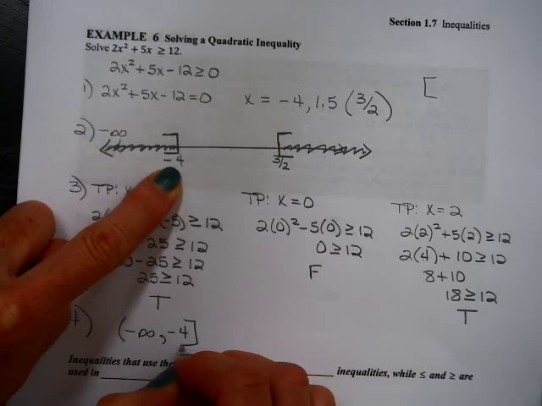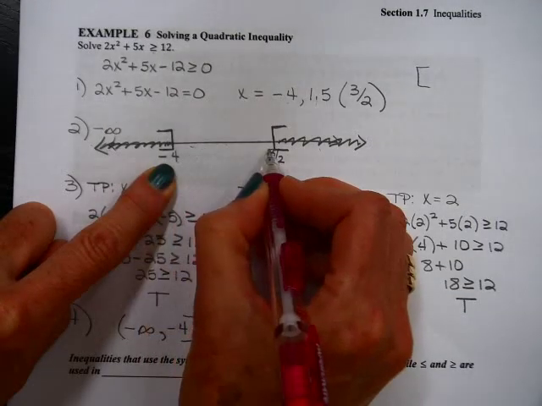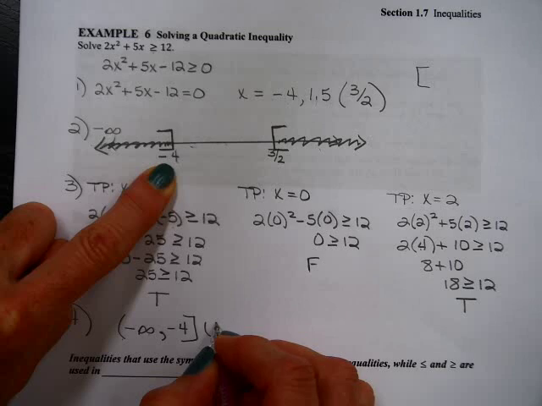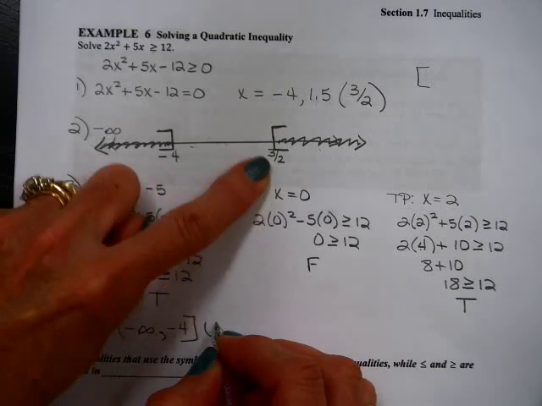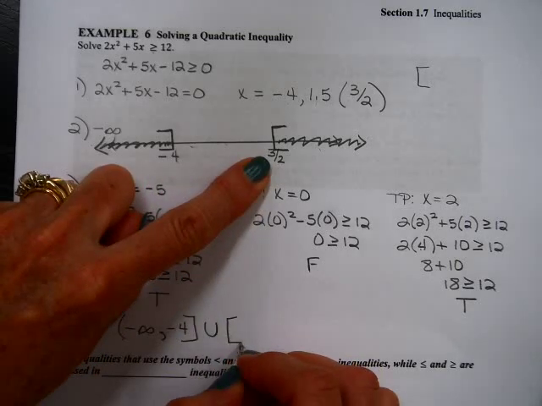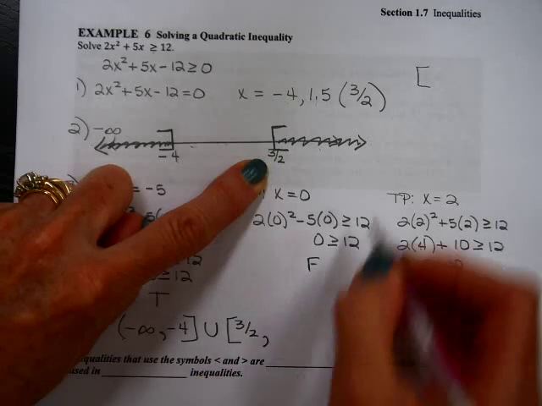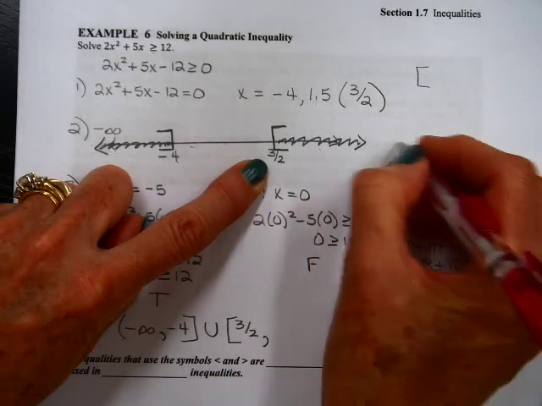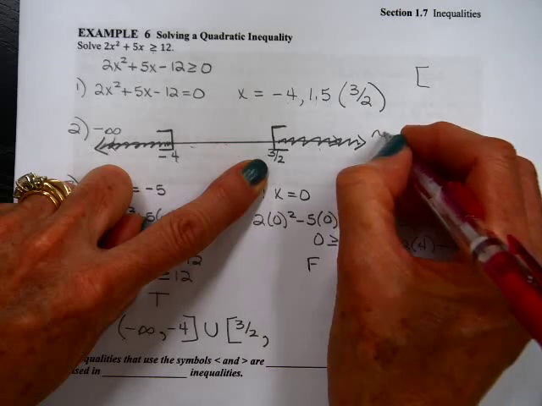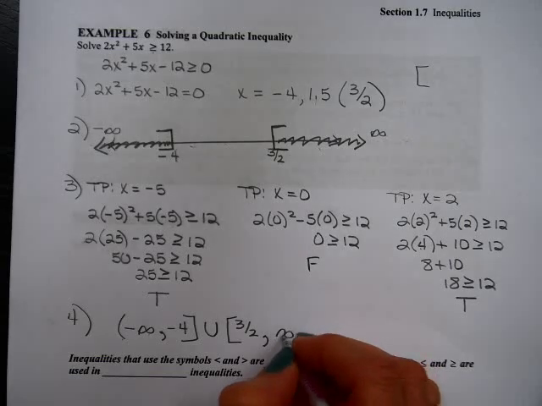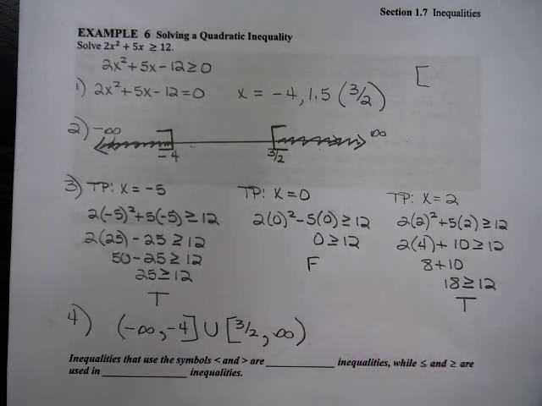It has a bracket. Since there's a gap in this graph, we're going to put a union symbol to join it together. The next endpoint is a bracket with the 3/2, comma. The last endpoint up here, well, there's not actually an endpoint, so we use an infinity symbol to mean it goes forever. Infinity, and we always use a parentheses with that.